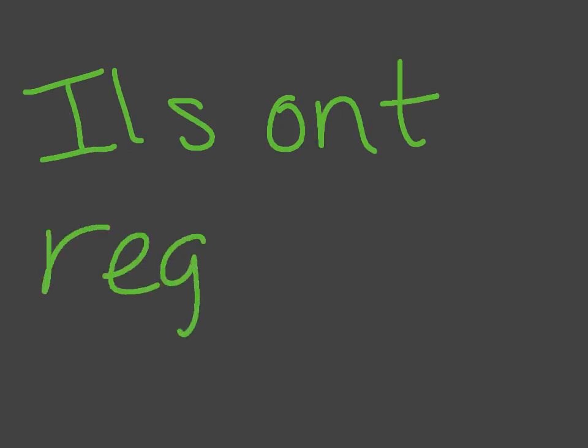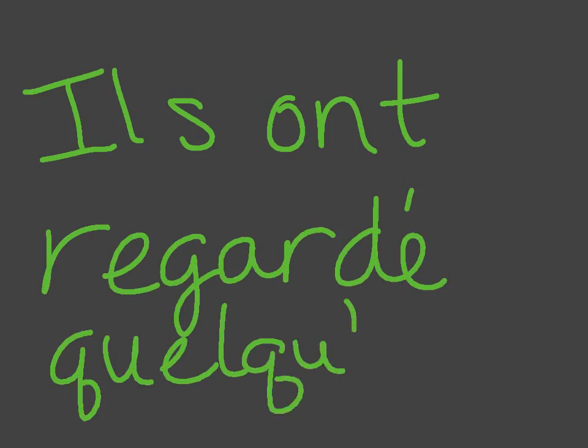Okay, let's try another example. What about ils ont regardé quelqu'un. Okay, they looked at somebody. We want to say they didn't look at anybody. So take a moment and think about how we would rewrite this sentence using ne personne. Okay, let's see how you did.